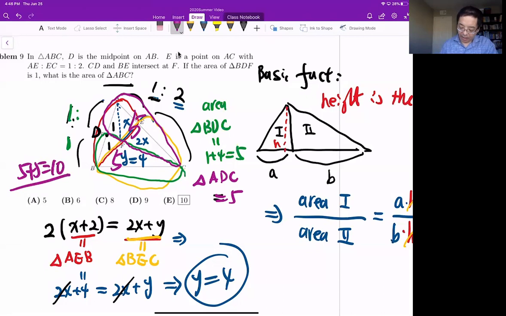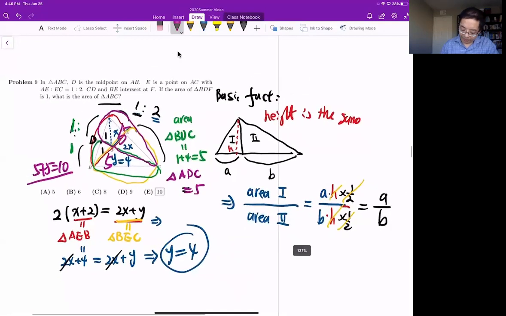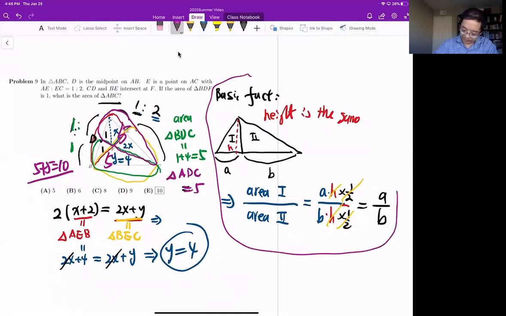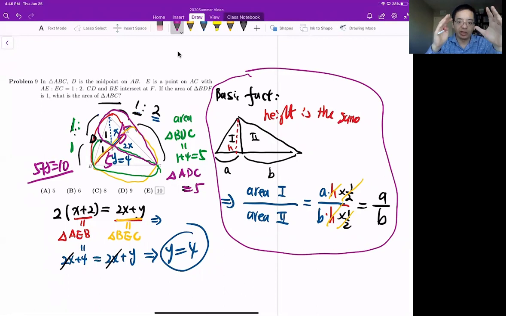So here, the key point is we use this basic fact. Keep this in mind. This is very important. If you have two triangles, if they're adjacent, this is a typical scenario, that means they share the same height. Then the ratio between the areas is the ratio between their bases. An extra thing I did is add a helping line and divide it into triangles. Then I put the variables, set up equations, and get what I want. So this is important.